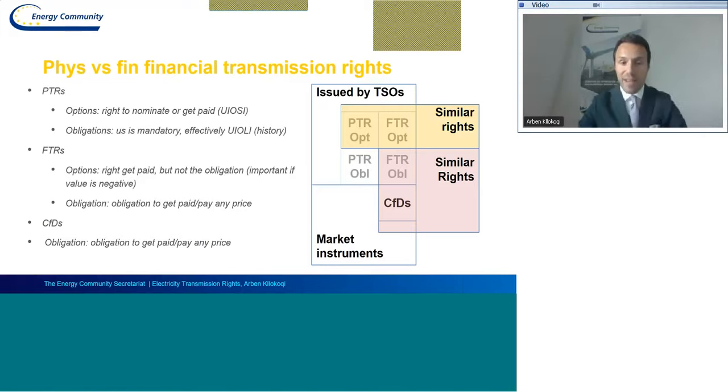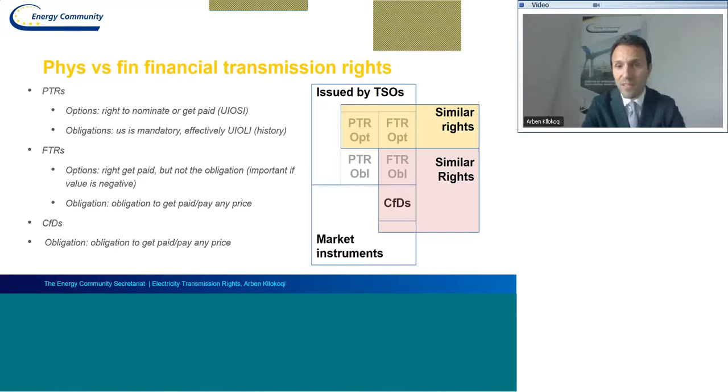And then you have the financial transmission rights, which are basically the option rights, which is the right to get paid, but not the obligation. So this is very important when the value is negative. And then also the obligation, which is very similar to the CFDs, where you have the obligation to either get paid or pay the price. So mainly the rights are issued by the TSOs, but on some markets, like Nordic markets, you have them issued as market instruments, so the CFD rights.